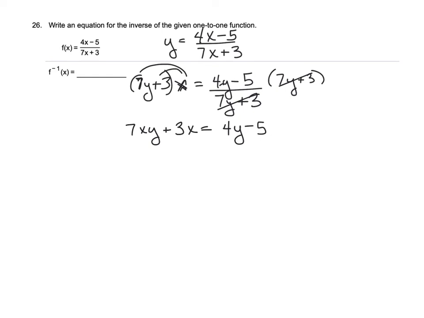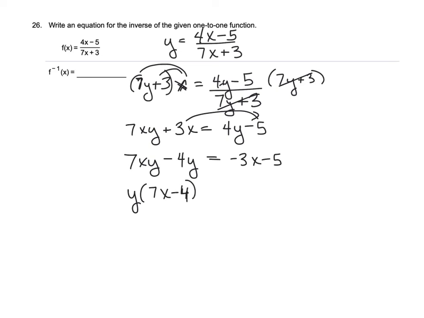So I'm going to bring my 4y to the left. That would give me 7xy minus 4y. And then I want to clear 3x to the other side. So that would give us negative 3x minus 5. Okay, but I have my y terms grouped together on the left side. And now from here, these can't be combined, but you can factor out a y. And this is what you'll want to do.